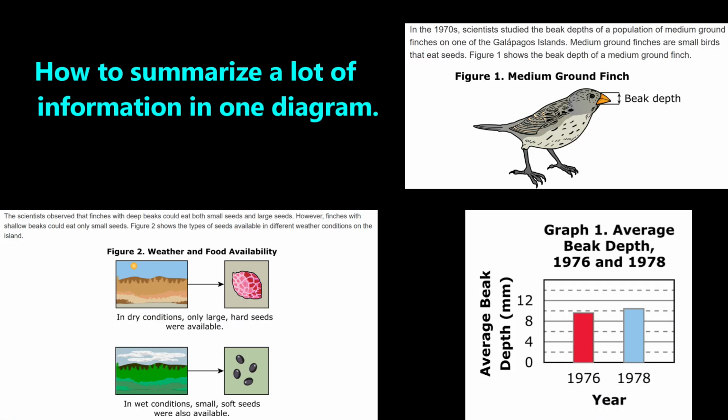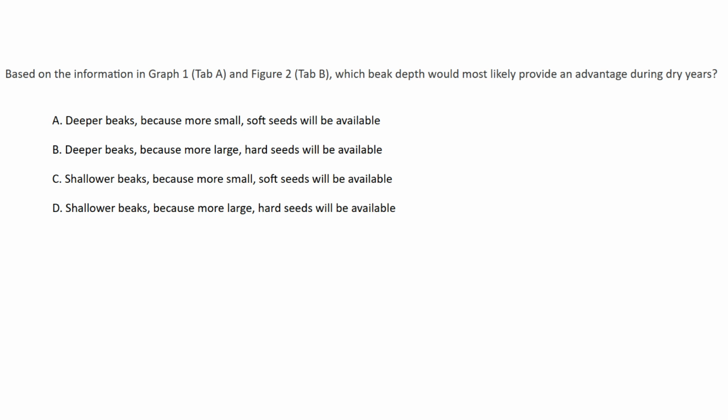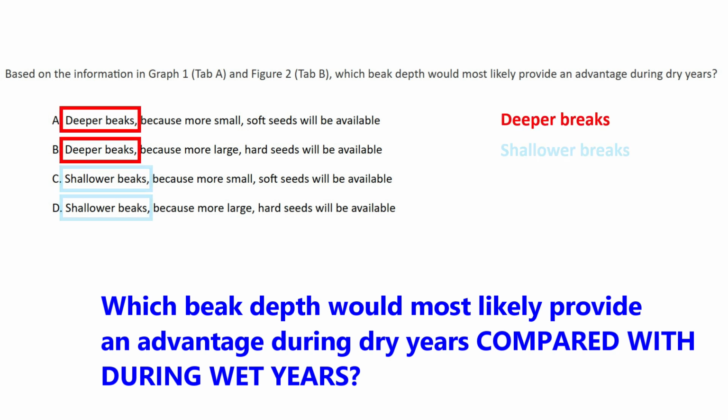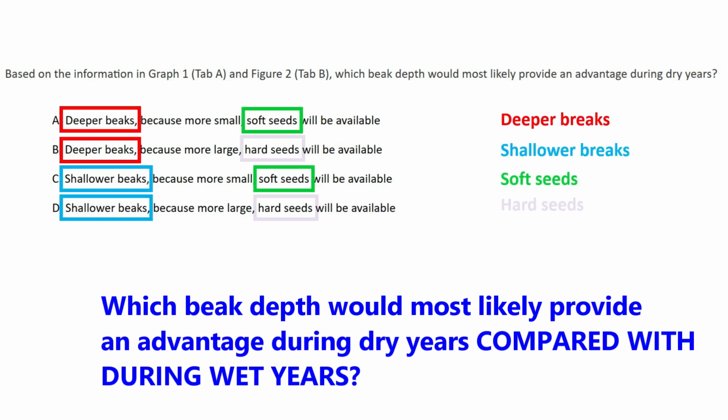Finally, we need to learn how to summarize a lot of information in one diagram. The question asks us, which beak depth would most likely provide an advantage during dry years? This is a short way of saying, which beak depth would most likely provide an advantage during dry years, compared with during wet years? When we look over the answer choices, there appear to be 4 items: deeper beaks, shallower beaks, soft seeds, and hard seeds. So that means we have 6 items to summarize in a single diagram.